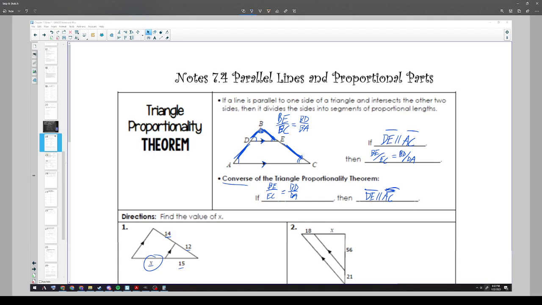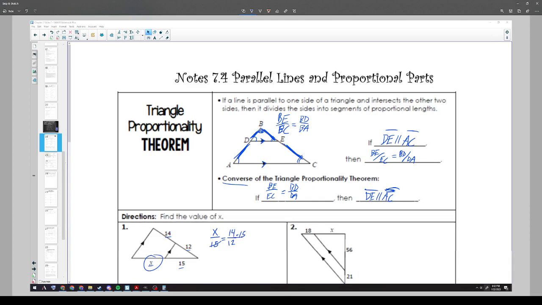So I'm going to set up my proportion to be x over its mate, which is 15, is equal to, now I have to go in the same order here. So I got x was between the parallel lines. So on the other top we have 14, which is between the parallel lines, over 12. So if I solve this for x, then I'm going to multiply this 15 over to this side.